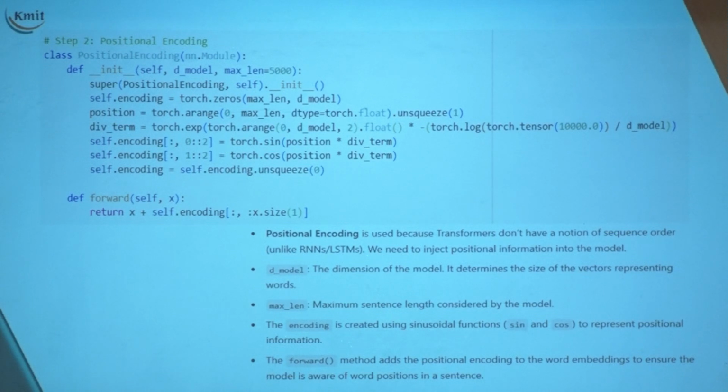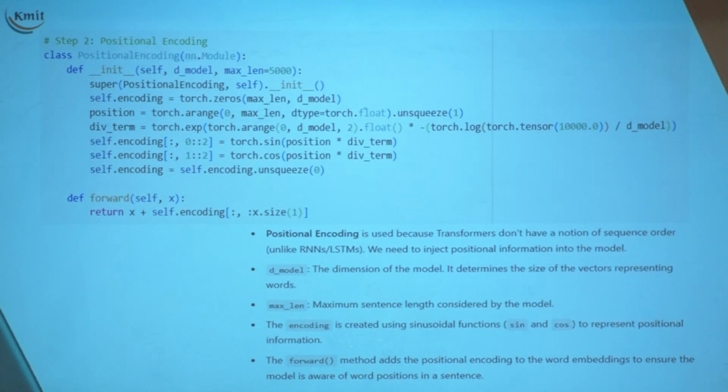This is how I do what? Positional encodings. What is the defined forward of self comma x? Read that last point. The forward method adds the positional encoding to the word embeddings to ensure that the model is aware of what? The position and the word embedding.